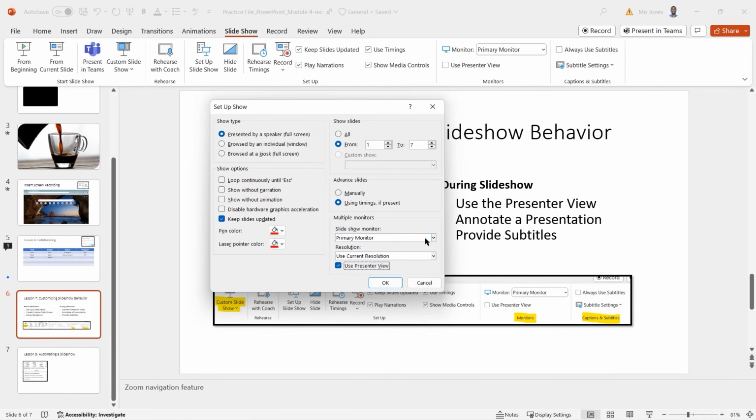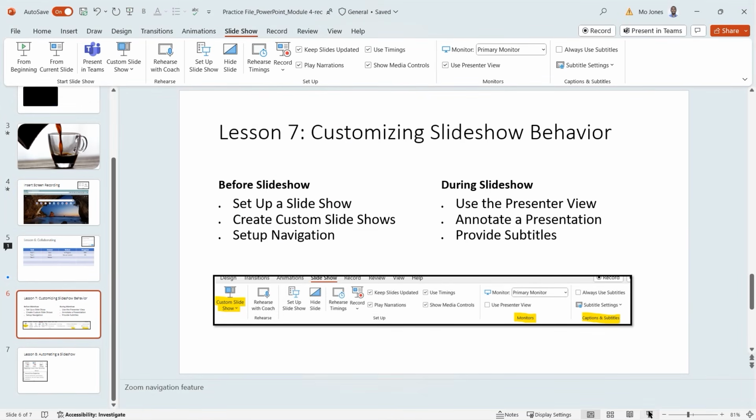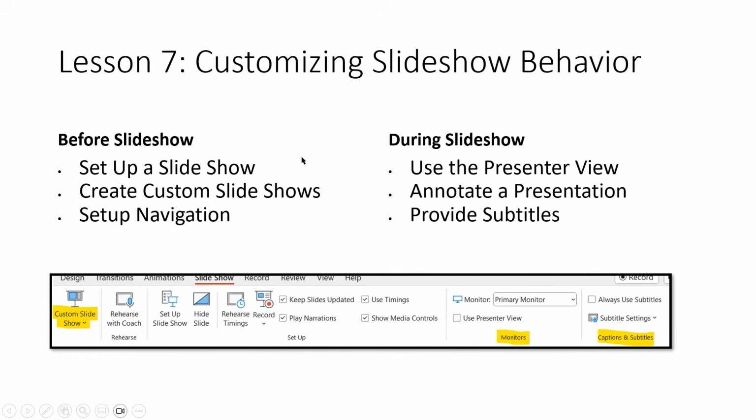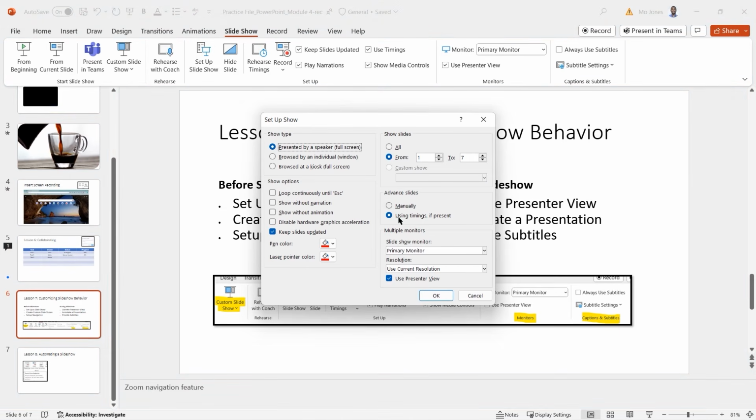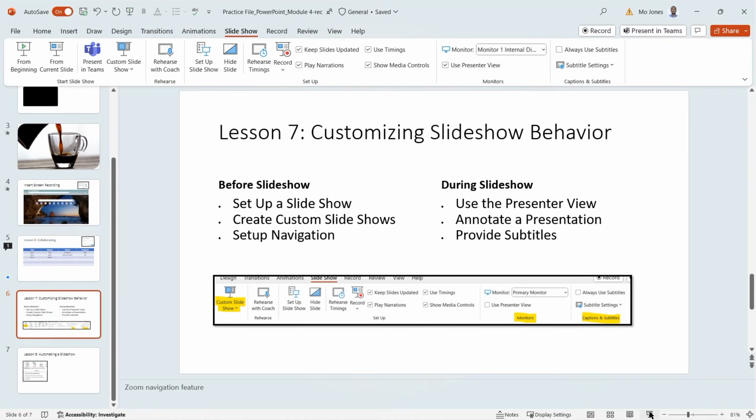And my slideshow is going to run on my primary monitor. I'll leave that as is for now. I'll go ahead and press OK. And I'll go ahead and run my slideshow here. So here we can see my slideshow is running. I'll go ahead and switch the presenter view so that it's showing on this monitor. And let's take a look at the presenter view. I'll press escape. I'll go back into setup slideshow. And I want my slideshow to run on my internal display. I'll press OK. And now I'll run my presentation.